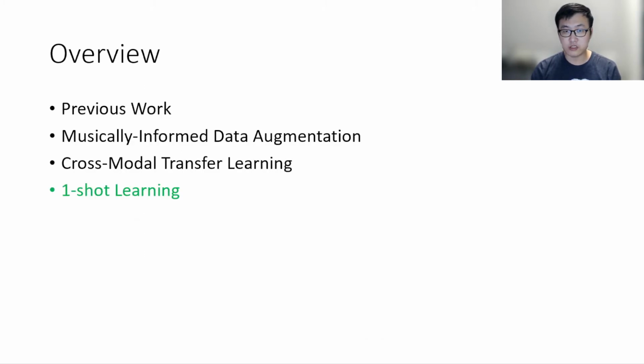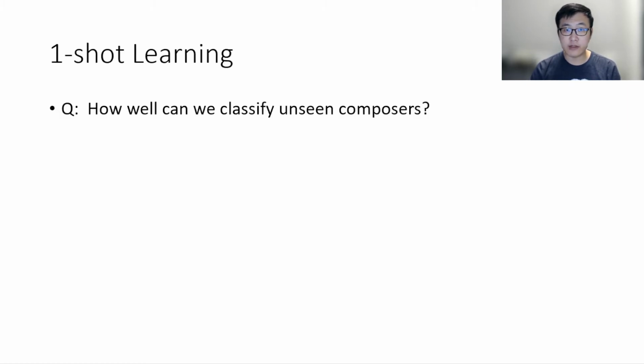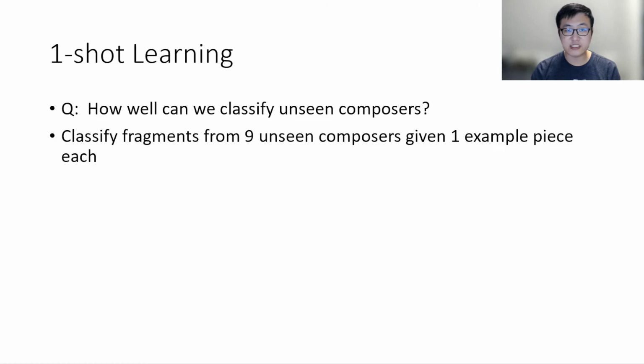The third of our 3 contributions is to demonstrate the effectiveness of our trained models in a one-shot learning context. The question we wanted to answer was, how well can we classify unseen composers? To answer this question, we measure how well we can classify fragments of music from 9 unseen composers when we are only given one example piece from each composer.